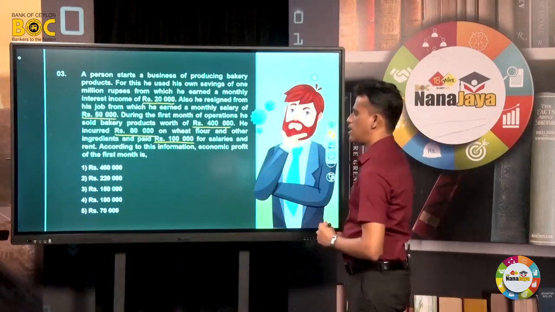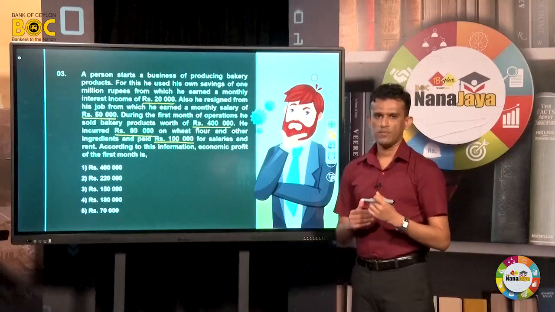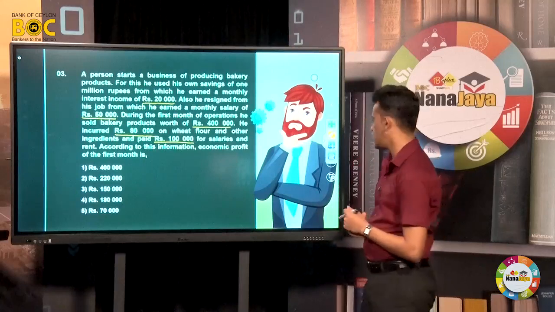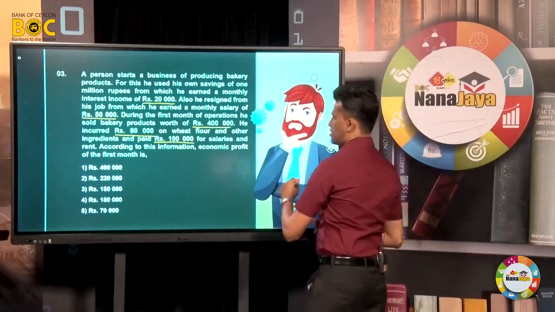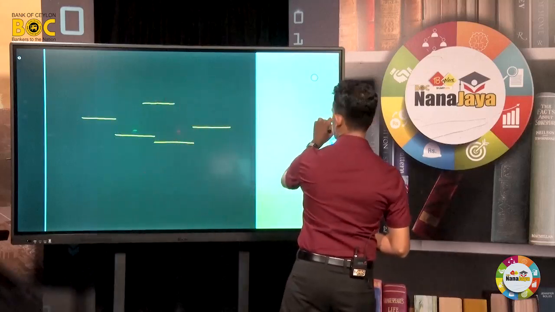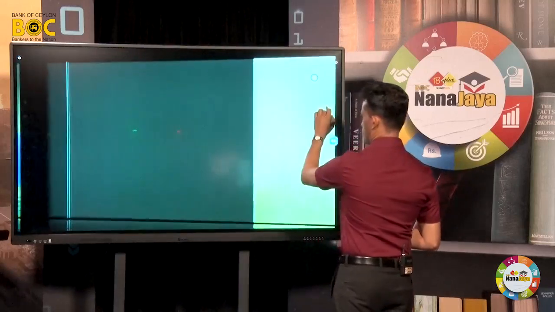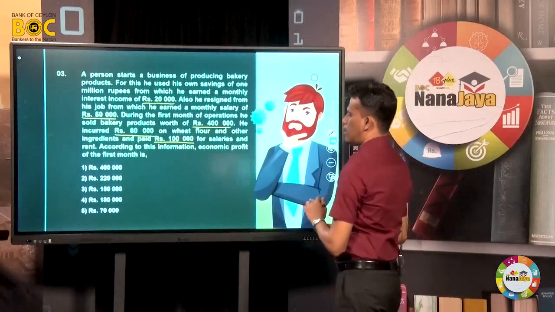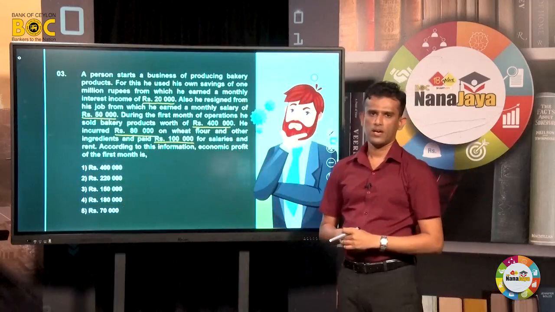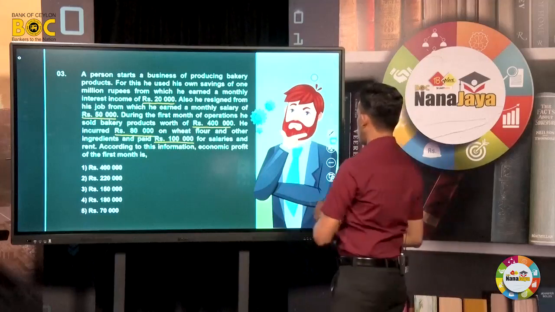So we will refer to the answers. Five alternative answers are given. With the calculation we made, we identified that the economic profit is rupees 150,000. Therefore, the answer should be the third answer, rupees 150,000. Right.